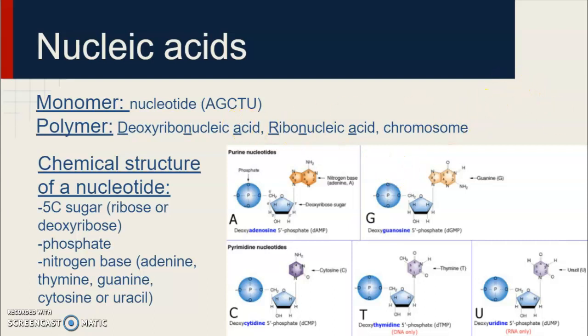All nucleotides, whether they're DNA or RNA, have a similar structure. They all have a 5-carbon sugar. This could be deoxyribose in DNA, or it could be ribose in RNA. They all have a phosphate group. Here they're in circles. And then coming off the other side of your 5-carbon sugar, there's going to be some kind of nitrogen base. That can be adenine, thymine, guanine, cytosine, or uracil if we're talking RNA. Okay, so those are our monomers.